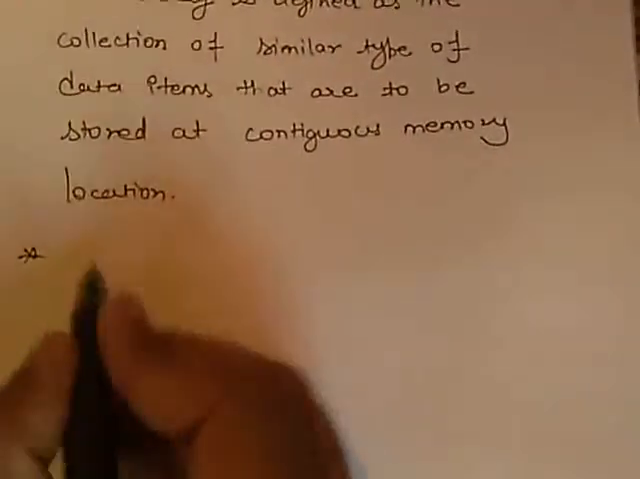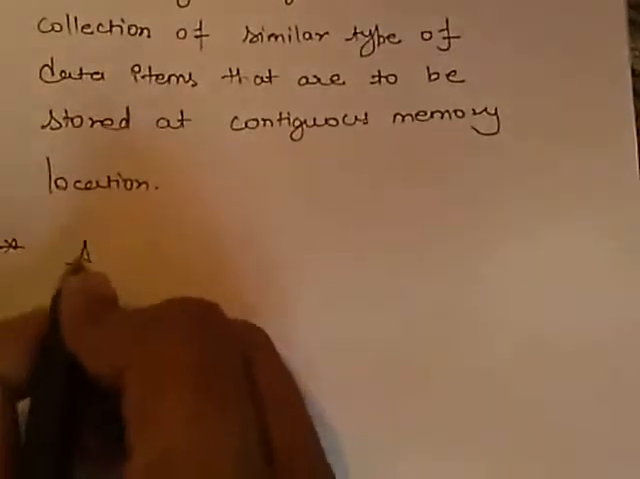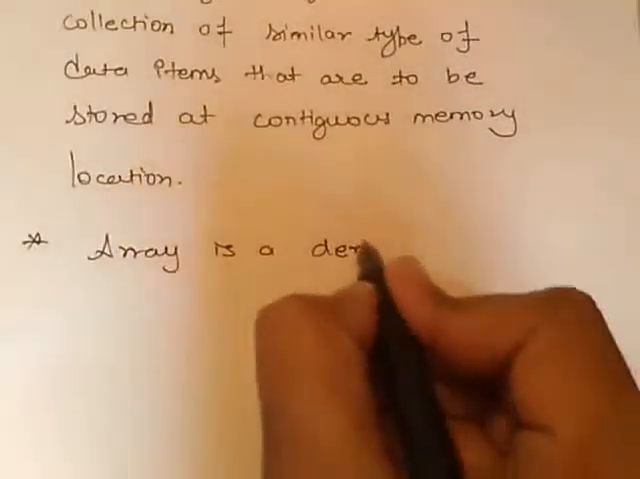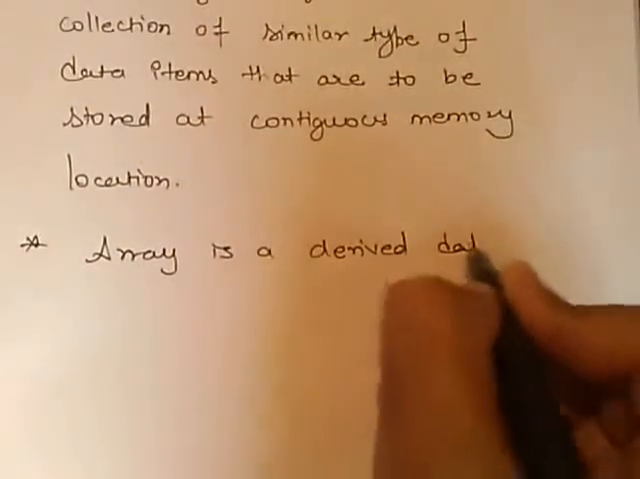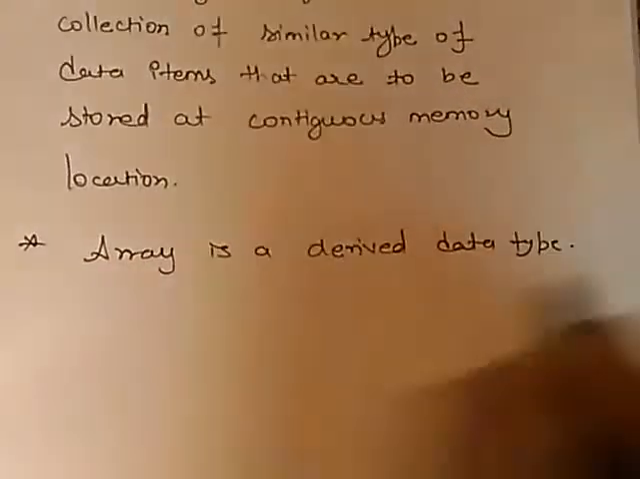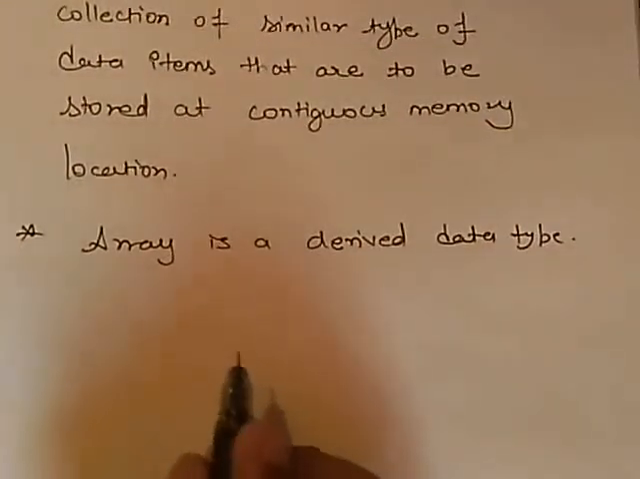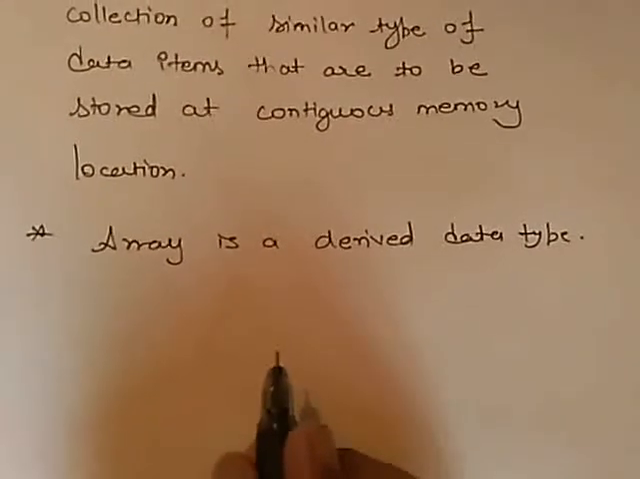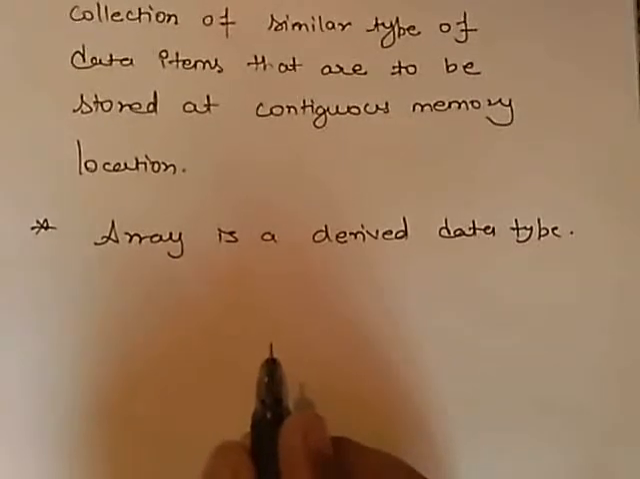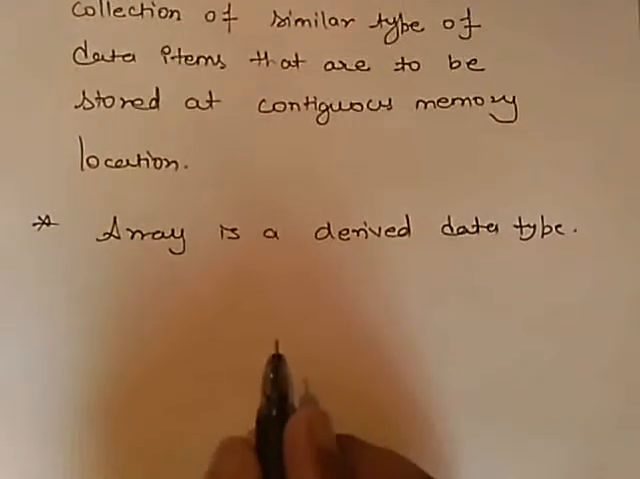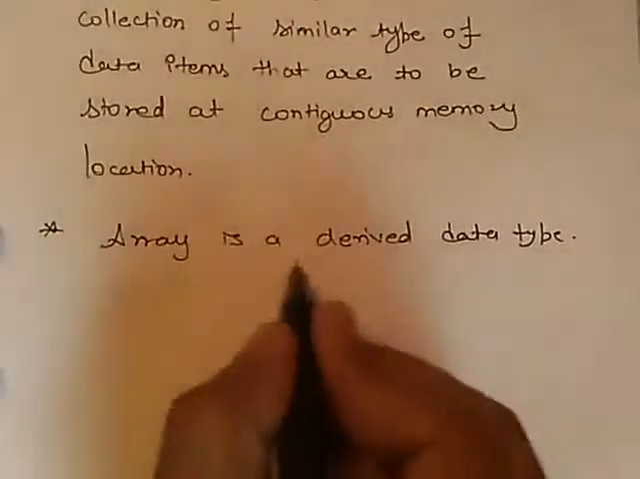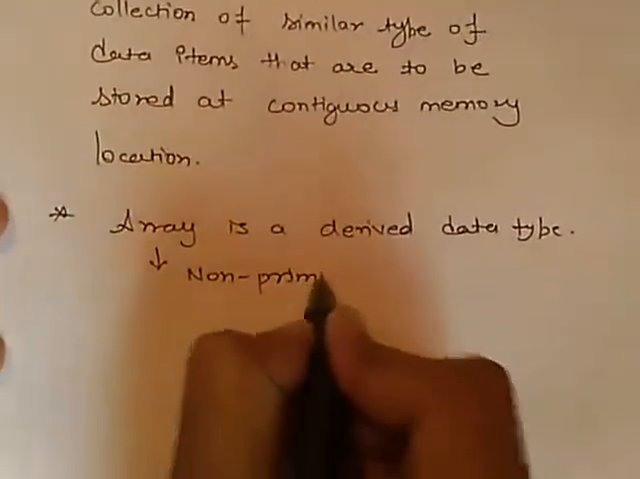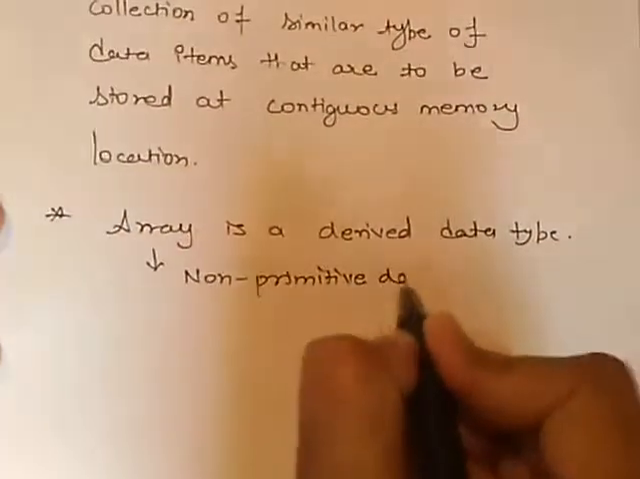Now, the first point is that array is a derived data type. Derived data type means actually we have two types of data types. One is primitive data type and another one is non-primitive data type. So we can say that array is a non-primitive data type.